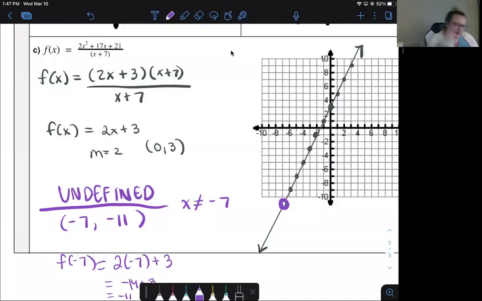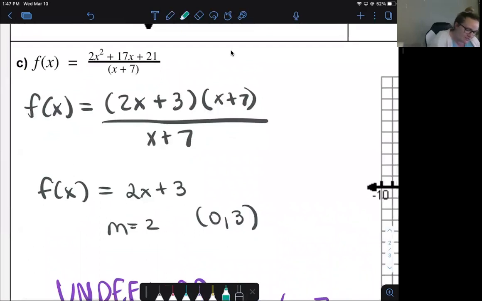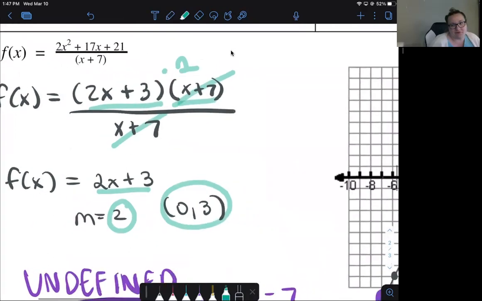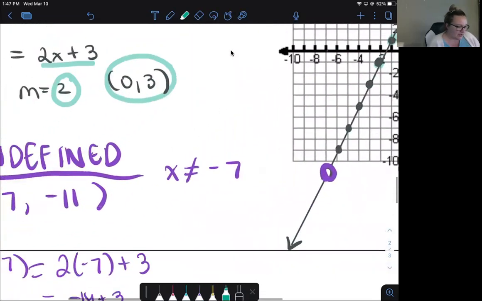All right, so I factored 2x squared plus 17x plus 21 to 2x plus 3 times x plus 7. Then I saw that x plus 7 divided by itself becomes 1. 1 times 2x plus 3 is just 2x plus 3. That gives me a linear graph with a slope of 2, a y-intercept of (0, 3). So I graphed that. I went up 2 over 1, up 2 over 1, up 2 over 1, down 2 over 1, down 2 over 1, etc. So I have my line.